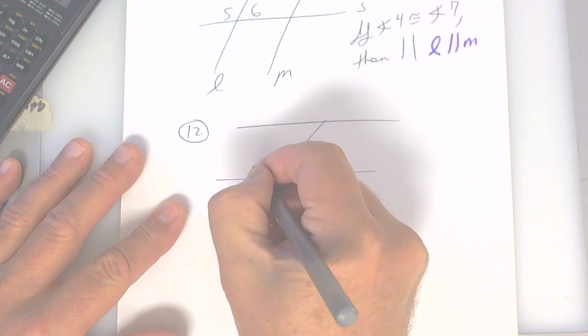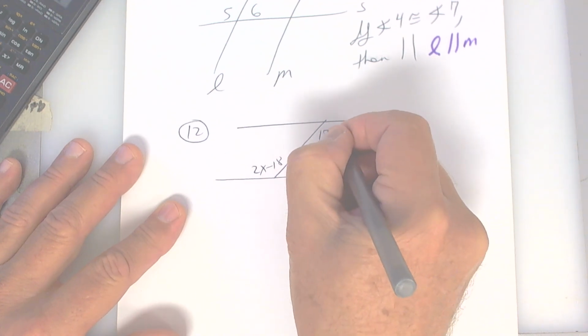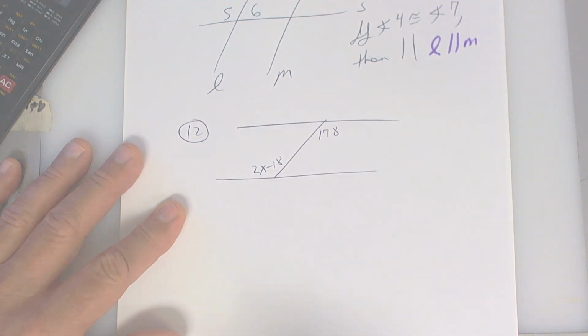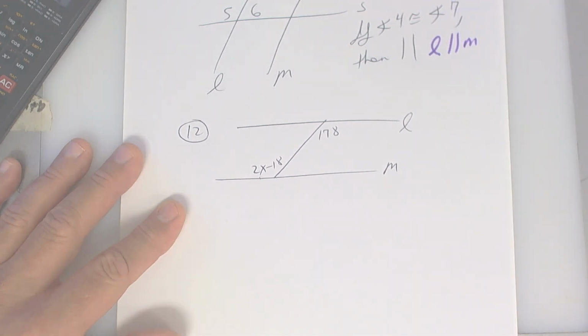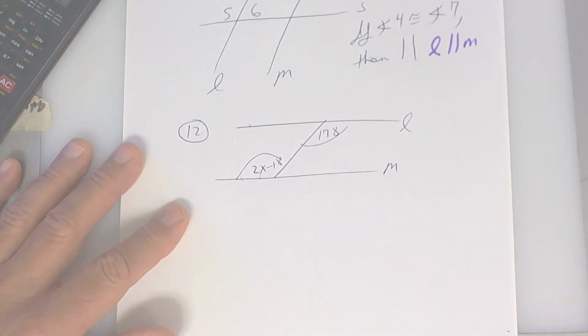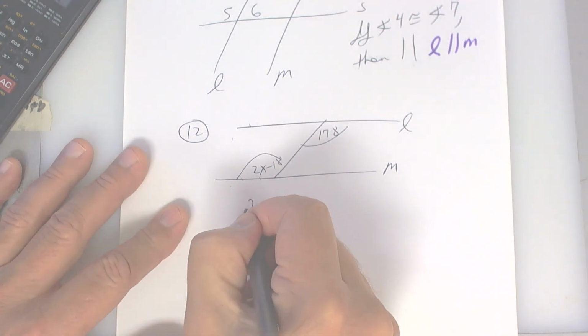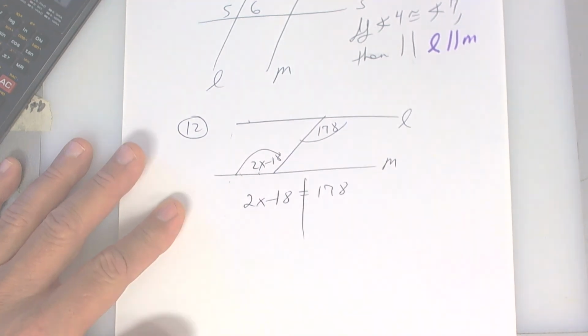And this is 2X minus 18. And this one is 178. So the question is, what must X be to make this line parallel to this line? Well, these are called alternating interior angles because they're in between the parallel lines. So we want them to be equal. So put 2X minus 18 is equal to 178, and then you have to solve that.